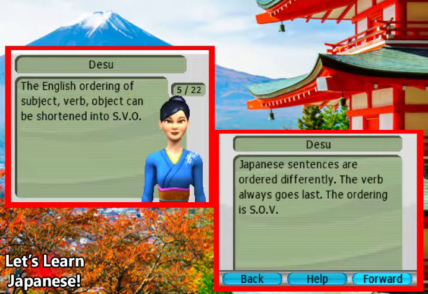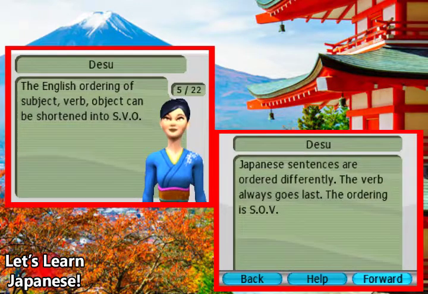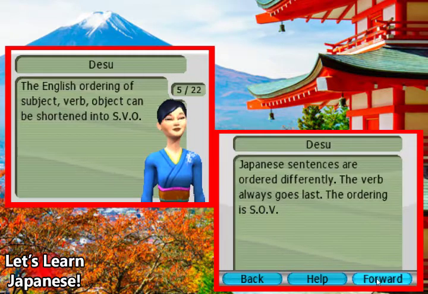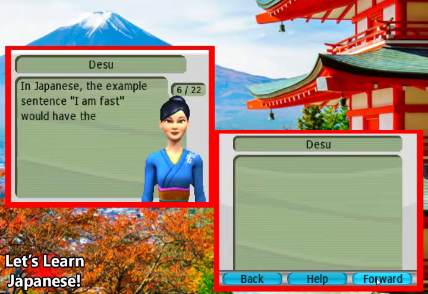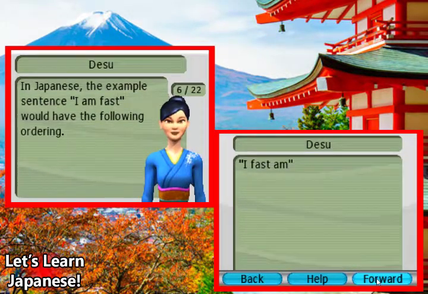Okay, so in Japanese, the order of sentence structure is subject, object, verb. So, in English, I fast am, or the dog food ate, which doesn't make sense, obviously, using English, but when you say, I fast am, we'd say like, watashi wa fast desu.